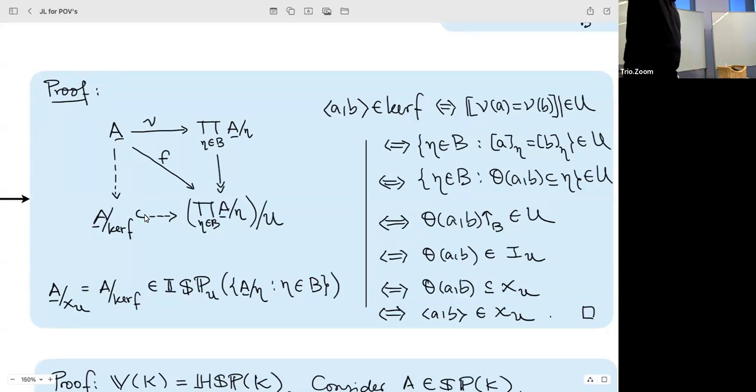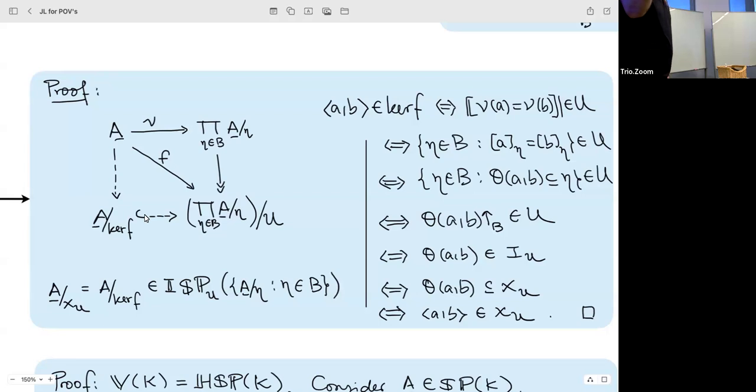And when is the projection of a going to be equal to the projection of b? When the congruence generated by (a,b) is included in the congruence eta. And this means that you are taking all the elements of B that are above the congruence generated by (a,b). So you are taking the upper set of the congruence generated by (a,b), and then you intersect with B. But the congruence generated by one single pair is a compact element of the set of congruencies because it is finitely generated. So you have a compact element so that the upper set intersected with B belongs to U. That is exactly the definition of the set I_U. So this congruence belongs to I_U.